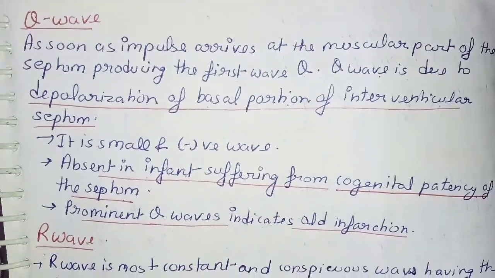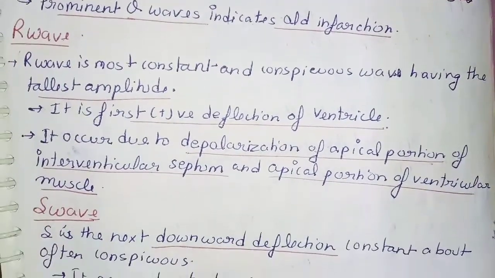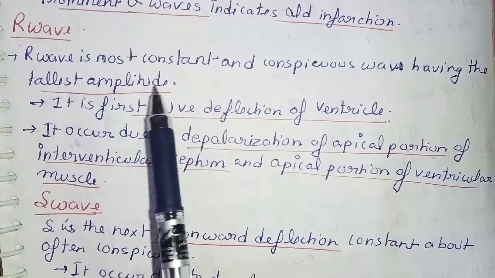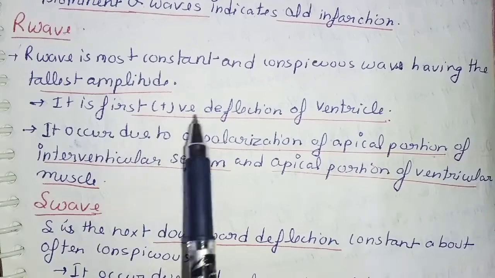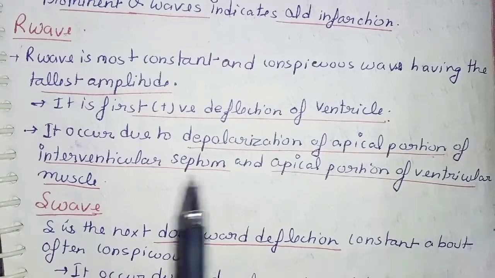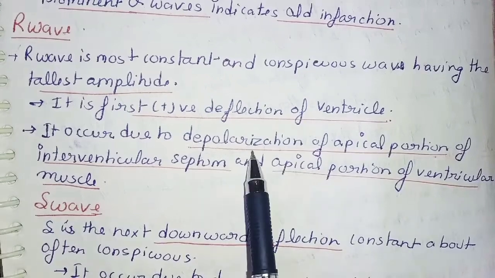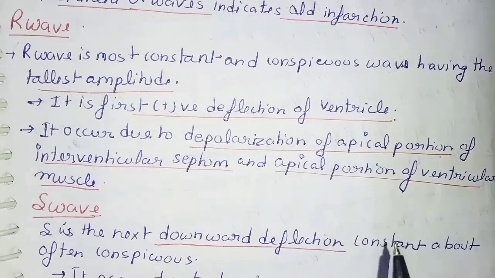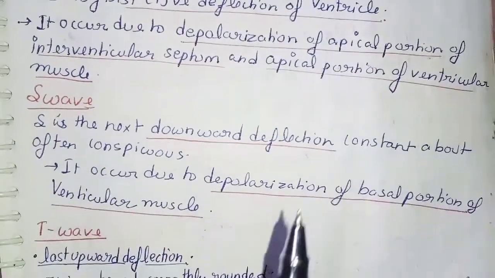Now coming to R wave. R wave is the most constant wave, having the tallest amplitude. It is the first positive deflection of the ventricle. It occurs due to depolarization of apical portion of interventricular septum and apical portion of ventricular muscle. Whenever depolarization occurs in the apical portion of the interventricular septum and apical portion of ventricular muscle, then R wave will occur.